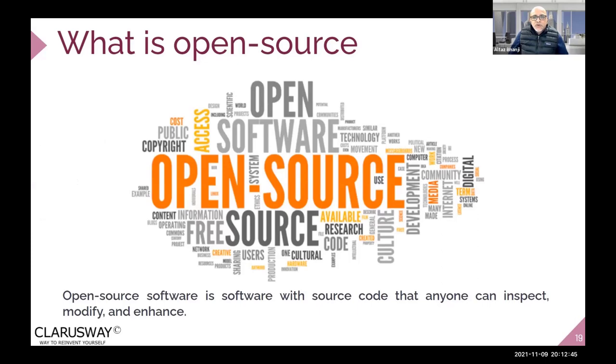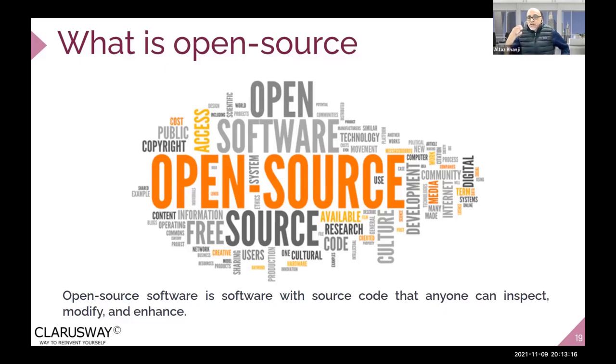So let's talk about open source first. What is open source software? Open source software is software with source code that anyone can inspect, modify, and enhance. Okay. Source code that anyone can inspect, modify, and enhance. So some of you might know what source code is already.